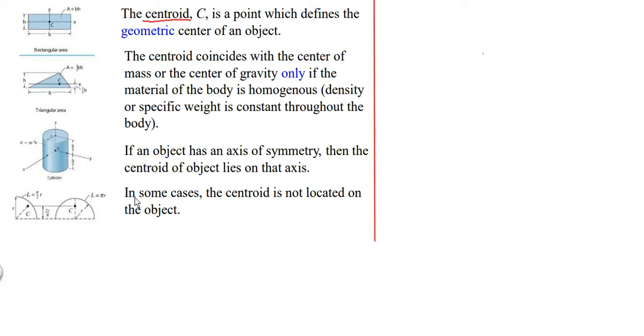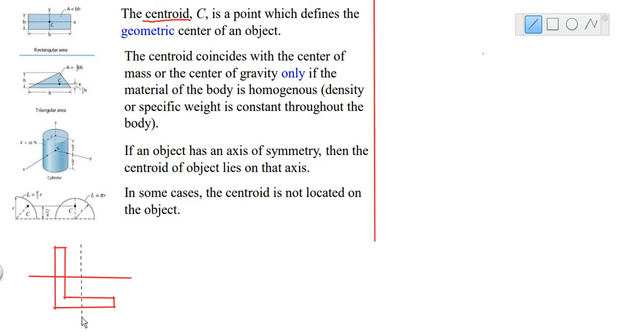It says at the bottom there, in some cases, the centroid is not located on the object. Now, I didn't draw this, but I can't fully agree with it. For example, if I take an L section, like a steel section, and draw it roughly like so, and I have to find the centroidal position or the center of that, it must probably be something like this.